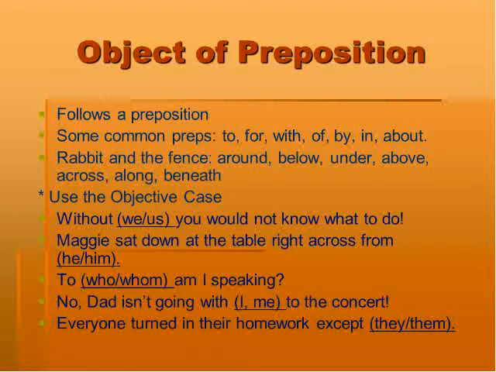Okay, then we have our object of preposition. For the object of preposition, you're also using that second case, okay? So it's going to follow a preposition. Here are some prepositions, if you forgot what they are. To, for, with, of, by, in, about. Think about the rabbit and the fence, okay? Around, below, under, above, those are prepositions. Across, along, beneath. So you're going to use the same case, objective case.